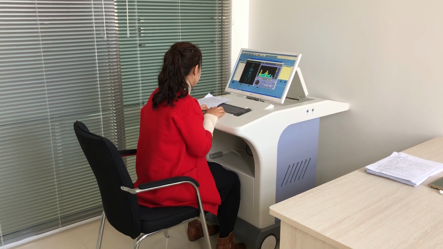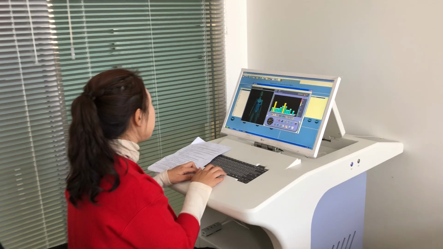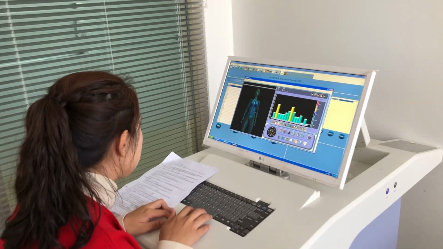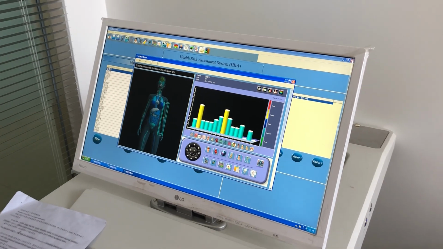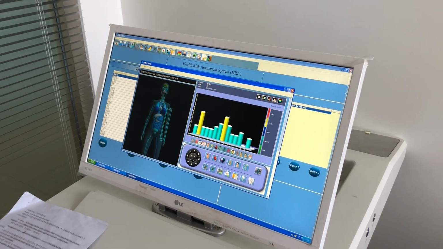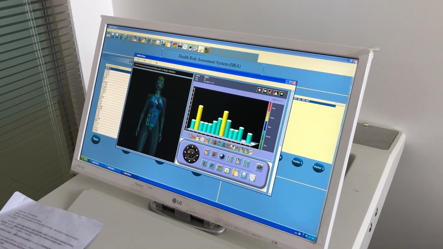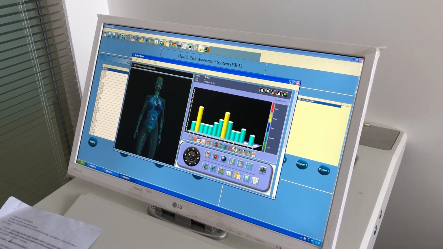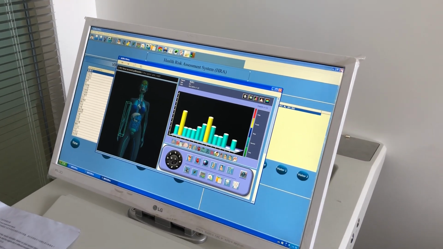Madam, let us check your assessment report. On the left, it is the image that the device simulates based on your current physical condition. Intuitively, different colors indicate that the organs are in different functional states. The best color hue is pale and transparent, indicating that the organs are in balance.